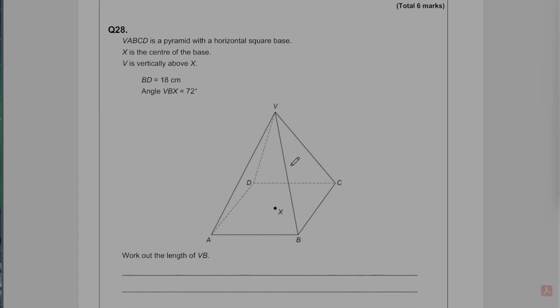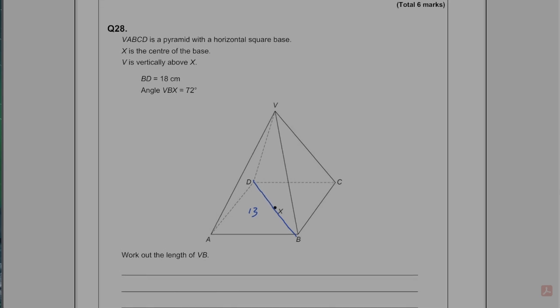Right, question 8. VABCD is a pyramid with a horizontal square base. X is the center of the base, and V is vertically above the center. The distance A to D, so that would be that distance there, is 13. And the angle VBX, so that's that angle there, is 72. Work out the length of VB. So we want this length here, which I'll call X for now.